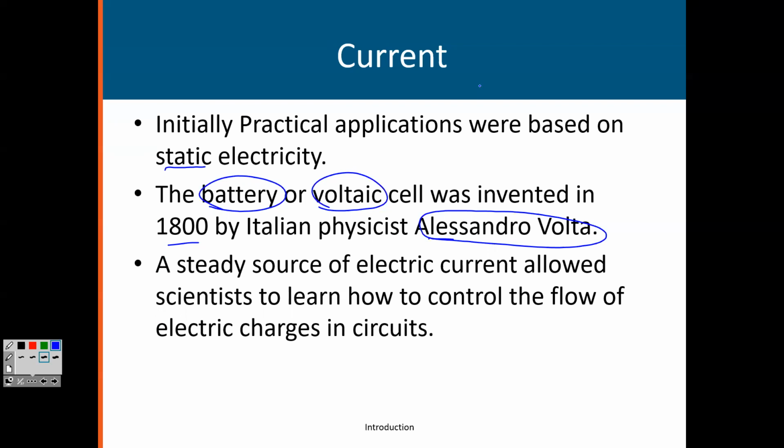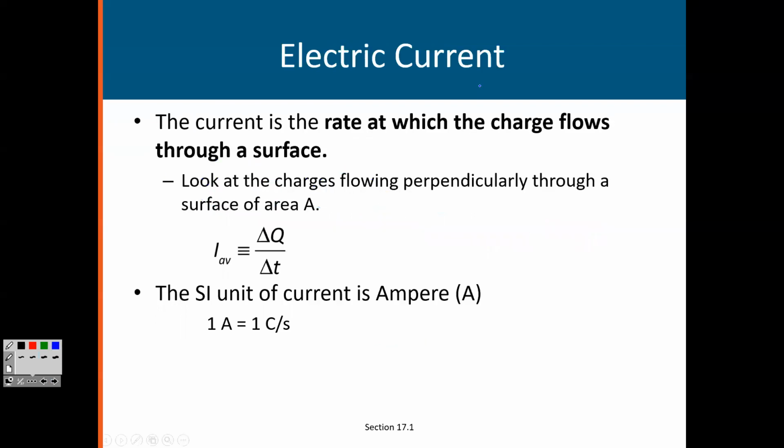So when we had this battery, which can send a steady source of electric current, scientists started to learn how to control the flow of these electric charges in circuits. Now, what is a circuit? A circuit is where we have a current flowing in a closed path. That is what a circuit is. We'll come back to it.